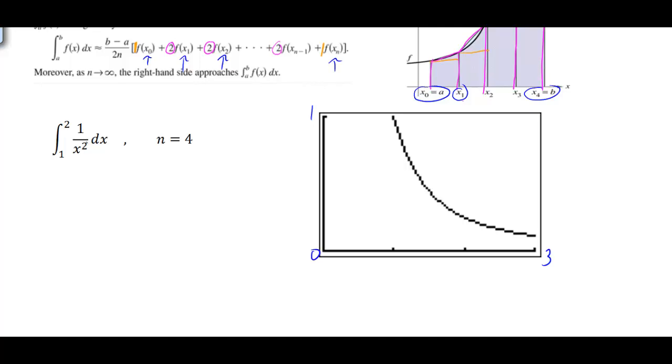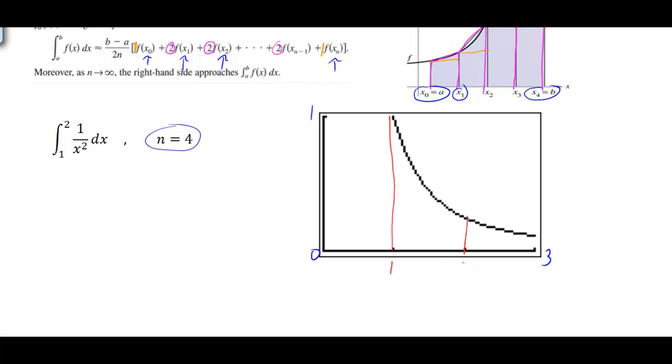Okay, so let's look at an example of how we can do that with the function below. We have 1 over x squared, evaluated from 1 to 2, and they want us to divide this up using 4 trapezoids. If we start over here, I have the graph, and on my calculator I set my window from 0 to 3 on the x and 0 to 1 on the y. So here we have x equals 1 to 2.